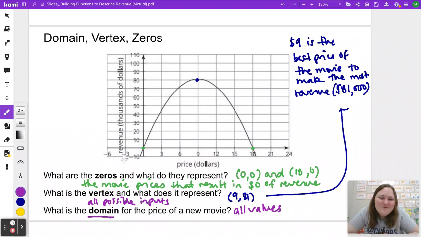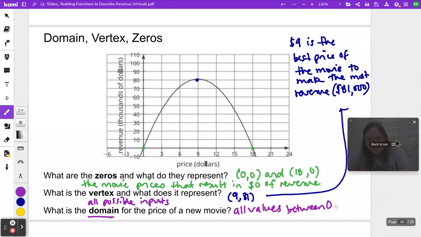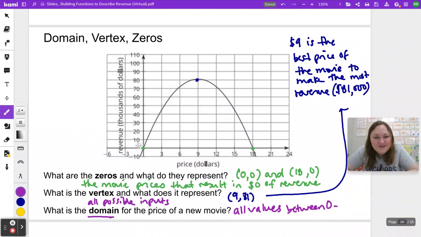You cannot have your movie cost -$6 or -$3. $0 is the lowest it can go. So I'm going to say all values between 0, and my face is going to be in the way again, 0 to, well, we're seeing 18 is the most, or the highest price that we're looking at in this situation, because at $18, that's when it goes back down to 0. So that's our maximum. All values between $0 to 18. That would be our domain for this situation.